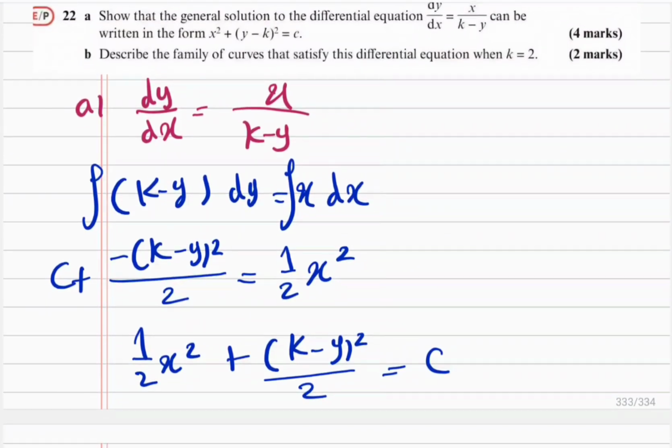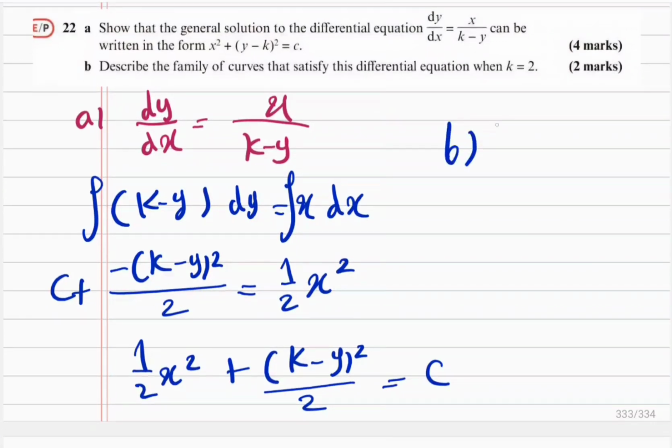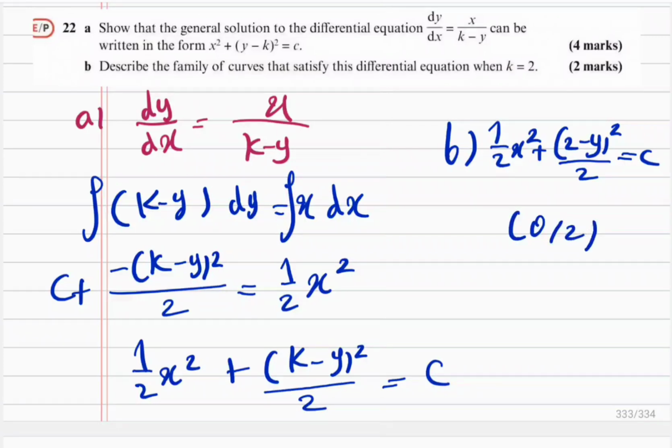In part B, we want to describe the family of curves that satisfy this differential equation where k is equal to 2. When k is equal to 2, we'll have half x squared plus (2 minus y) squared over 2 is equal to c. I think this is very clear: it gives us circles with center (0, 2), and the radius is the square root of c. The center is 0 for x, and for 2 minus y, we set it equal to 0 and get 2.